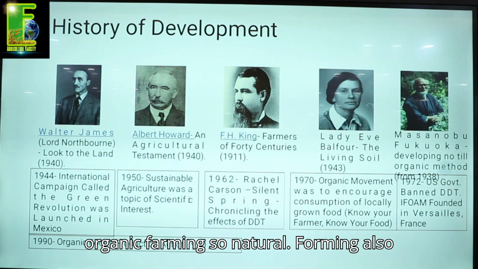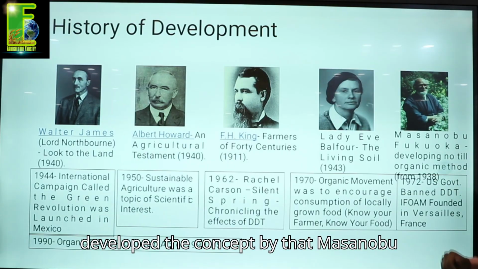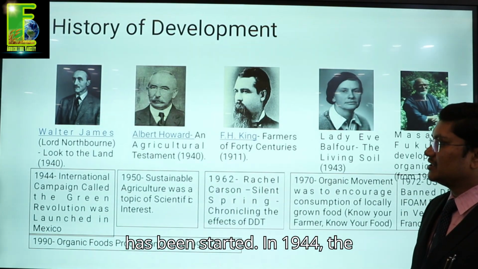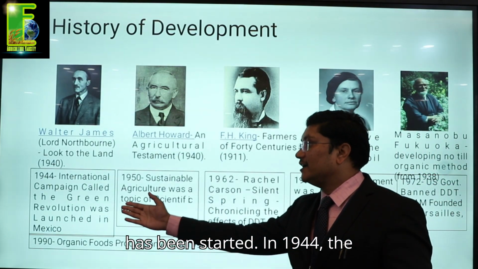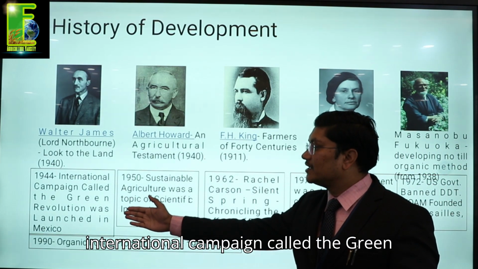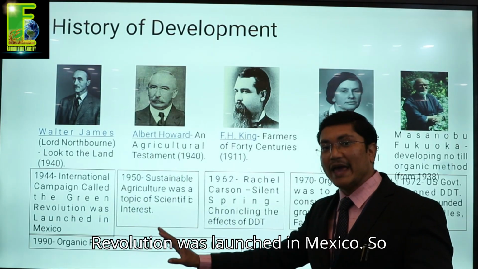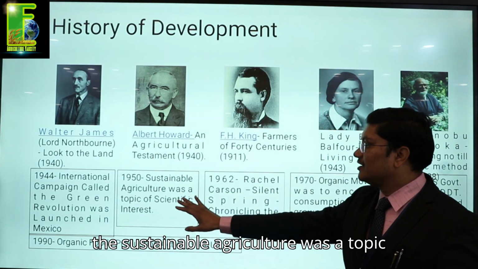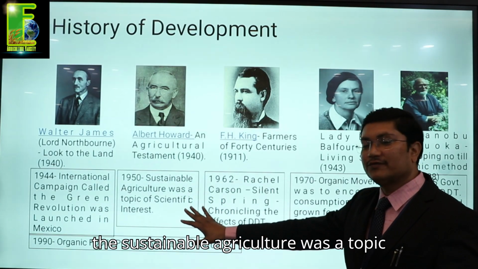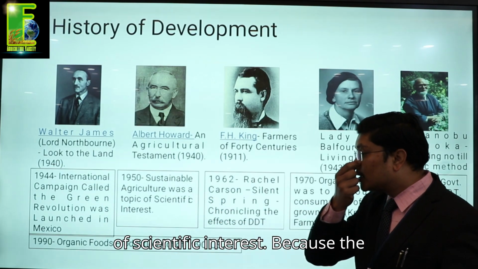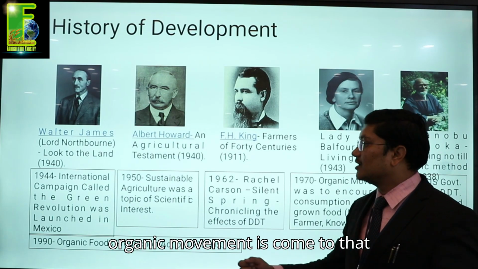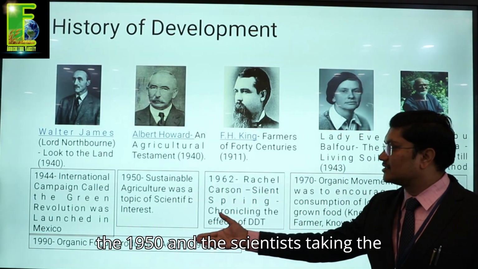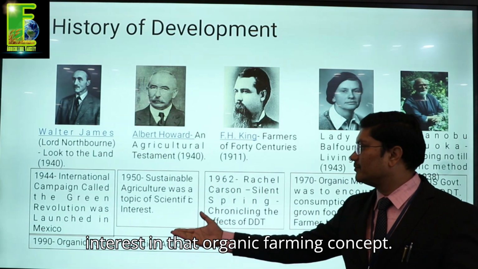So natural farming also developed, the concept by Masanobu Fukuoka. After that, one movement was started in 1944. The international campaign called the Green Revolution was launched in Mexico. So that started the Mexico movement. Then in 1950, sustainable agriculture became a topic of scientific interest, because the organic movement came to that knowledge. The movement started from 1950, and scientists took an interest in the organic farming concept.